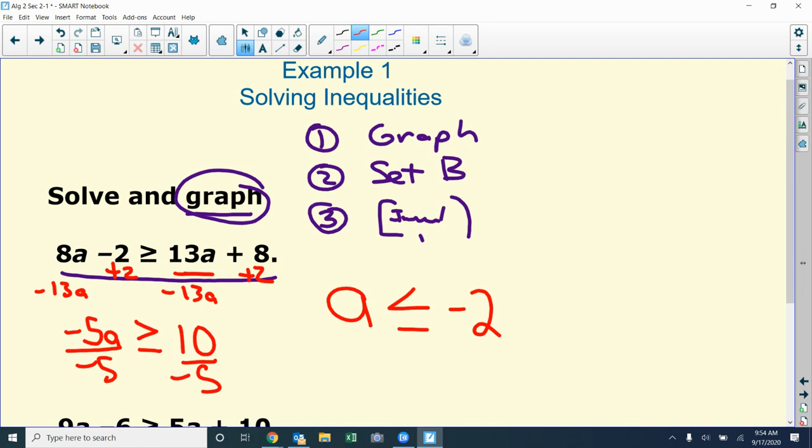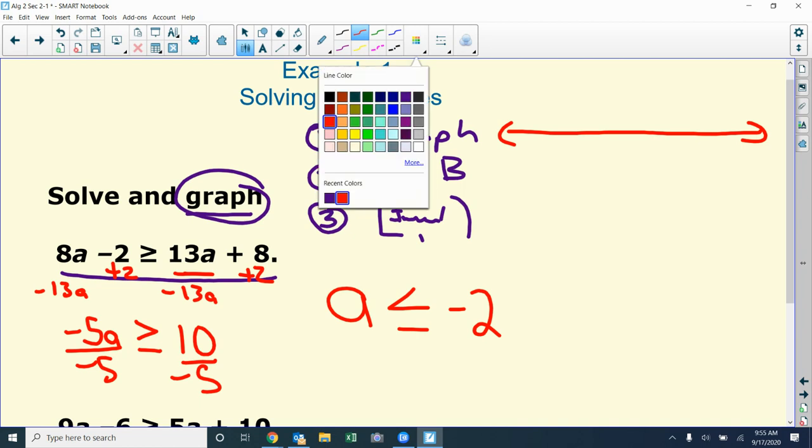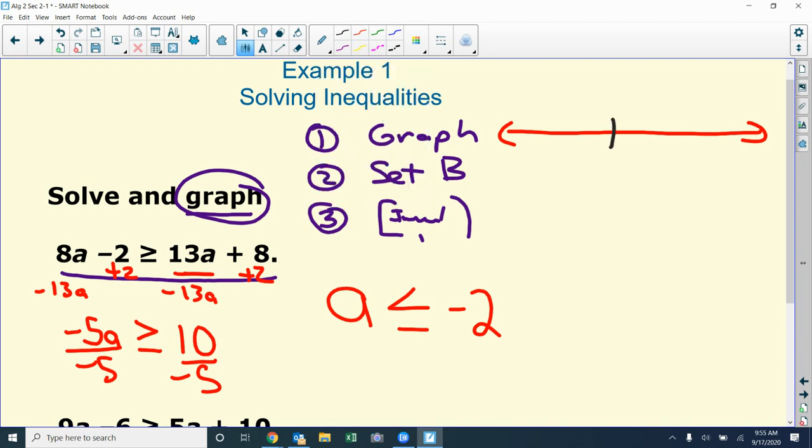A has to be what? Less than or equal to negative 2. So it is good to get your variable on your left. Now let's go ahead and draw that number line. No need to do much detail. The only real number I'm interested in is what? Negative 2. I don't really need to put 0 and a bunch of other stuff in there. Just put the one number that we're interested in, negative 2.